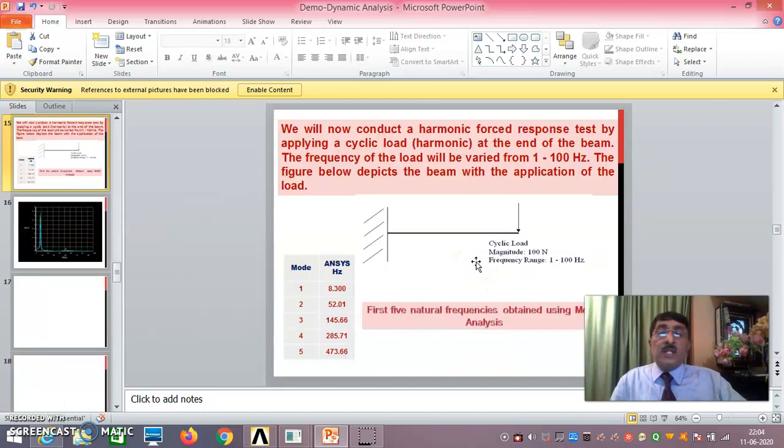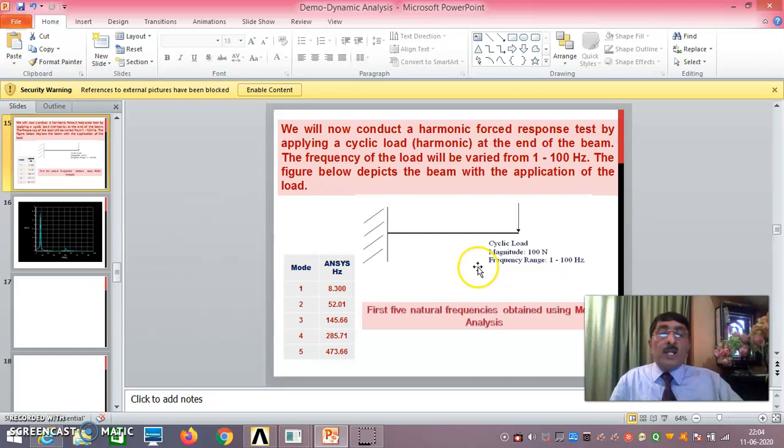Okay, now you see here. This is the cyclic load I am applying. See here, 100 newtons. I will be applying 100 newtons at the end, it can be anything. Okay, cyclic load. But the only thing is, 100 newtons I will apply at 1 hertz, 2 hertz, 3 hertz, 4 hertz, 5 hertz, up to 100 hertz I will apply. And I will draw a graph of amplitude versus frequency. Amplitude on the y-axis, and on the x-axis you will have frequency 1 to 100 hertz.